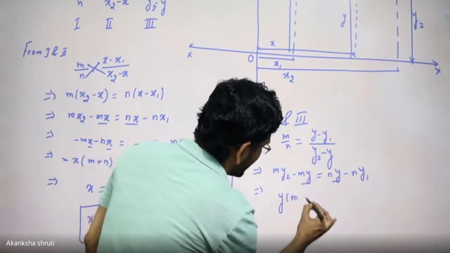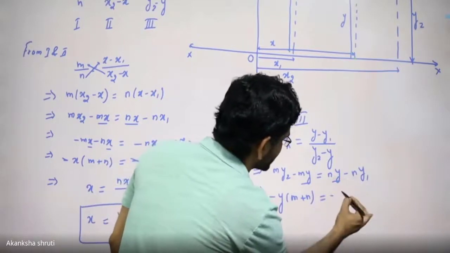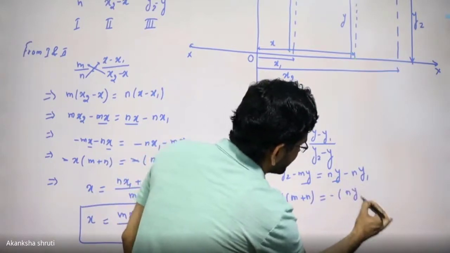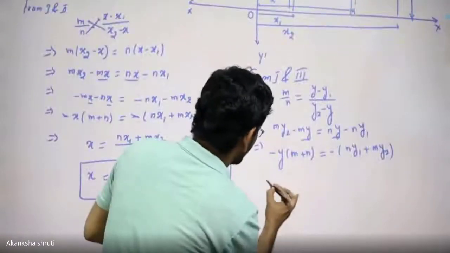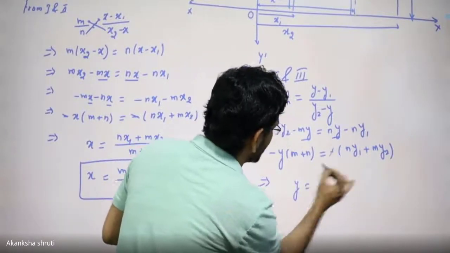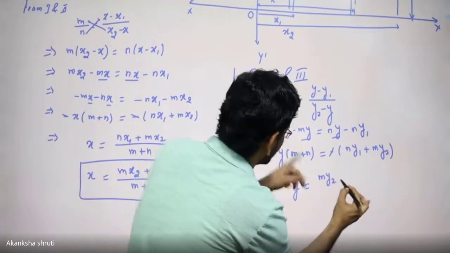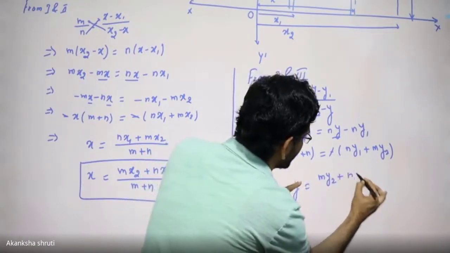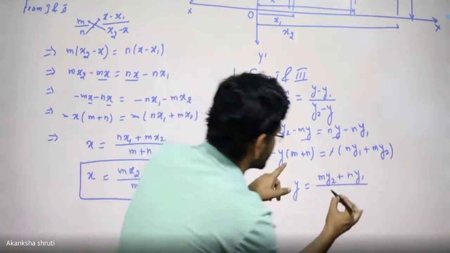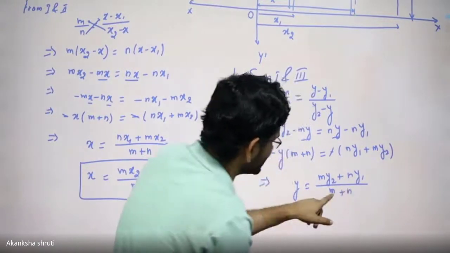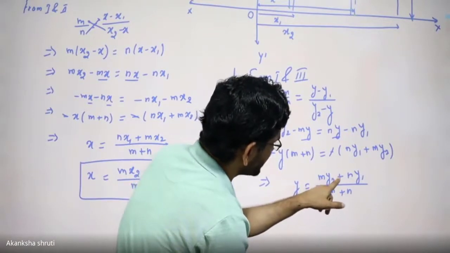So y(m + n), even the negative sign will be there, will be equal to minus, this will also be minus, take the minus outside, (ny1 + my2). Students, from here y can be written directly, this minus will get cancelled. This my2, which appears symmetrical, should be written first, plus ny1. Since it is the plus sign, it doesn't matter which term you write first, divided by m plus n. To remember it, the denominator starts with m plus n, so my2 plus ny1.